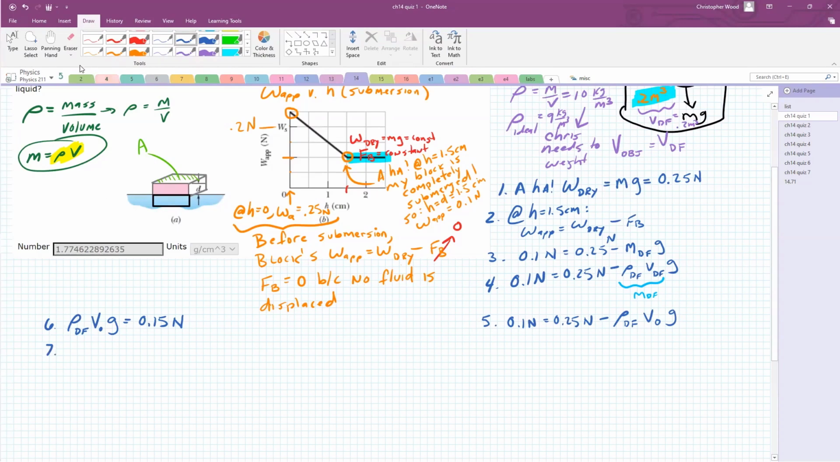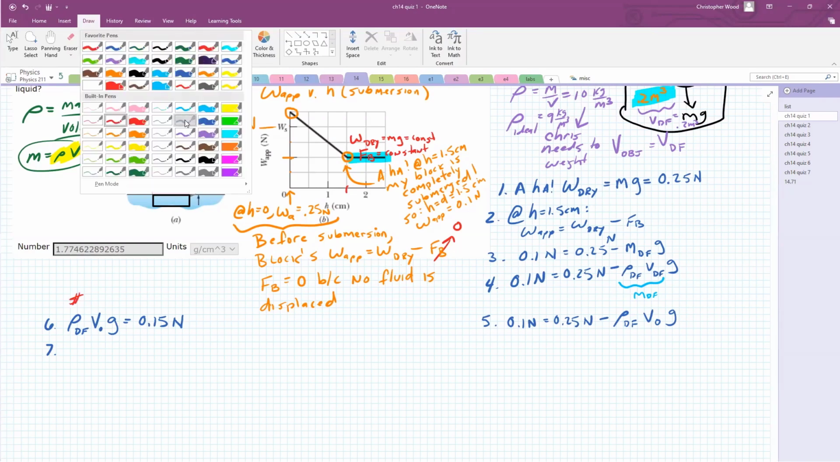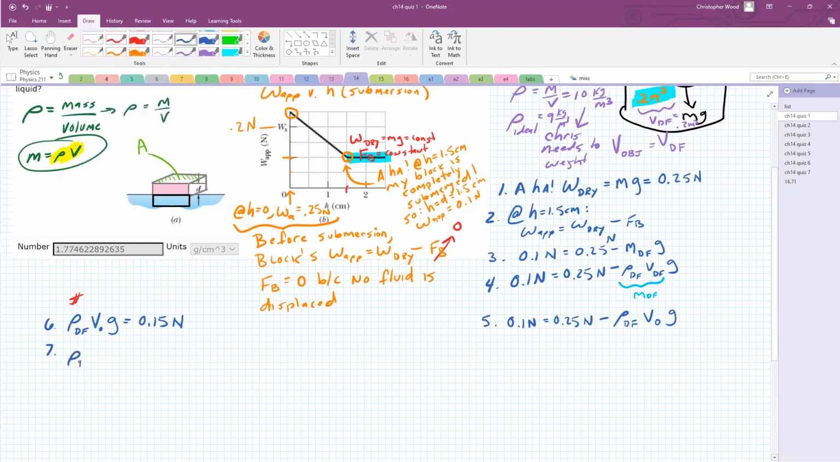Let's keep going. This is the dollar sign. I'm going to get this rho by itself, because the task at hand is to figure out the density of this fluid. The density of this fluid is equal to 0.15, and we actually have to spend a lot of time doing dimensional analysis, 0.15 newtons over the volume of the object times g.